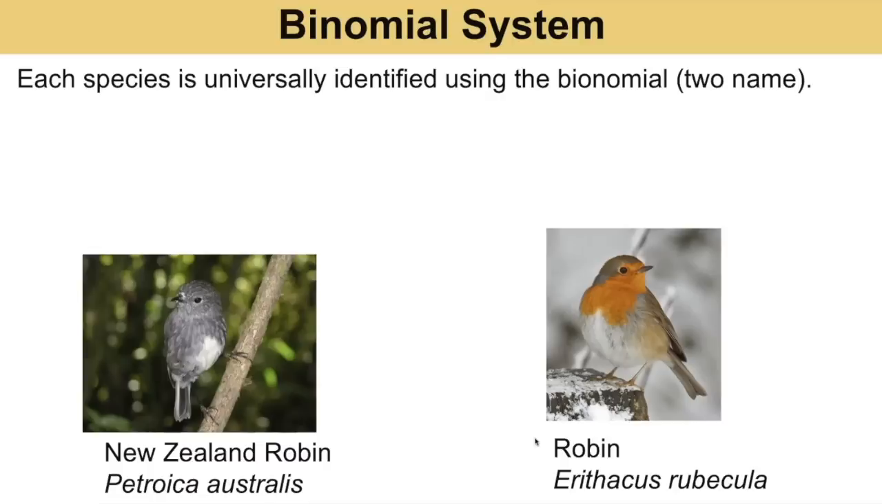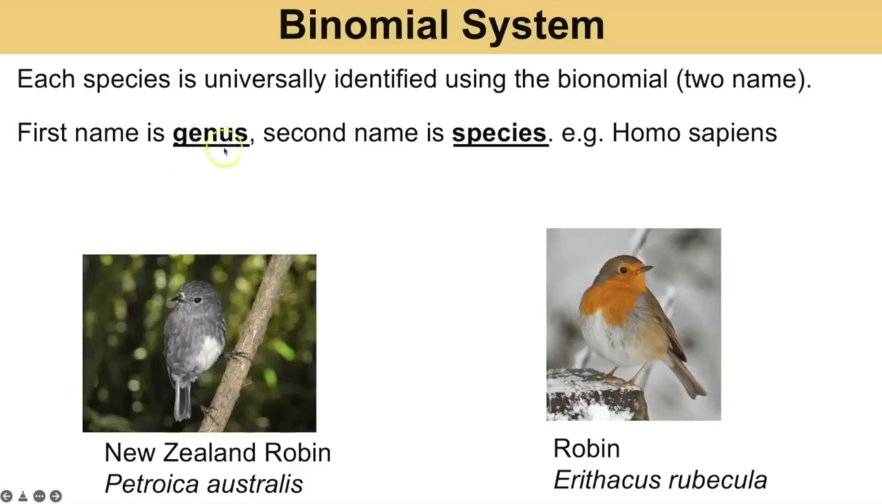That's what binomial means. The first name is the genus, and the second name is the species. So for humans, our genus is Homo, and our species is sapiens. So our binomial name is Homo sapiens. And we can see an example here of common names, which would be unique to every language, versus the binomial system, which is universally used. That gives you more information on how closely related they are, because calling them both robins is misleading, that they are closely related. But actually, we can see they're not the same species, and they're not even the same genus.